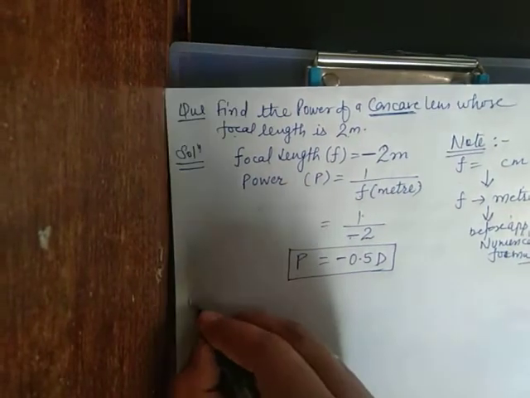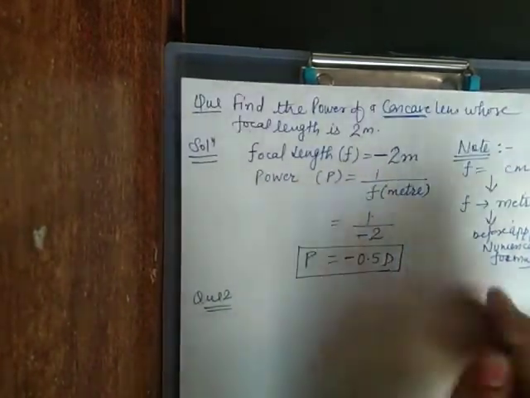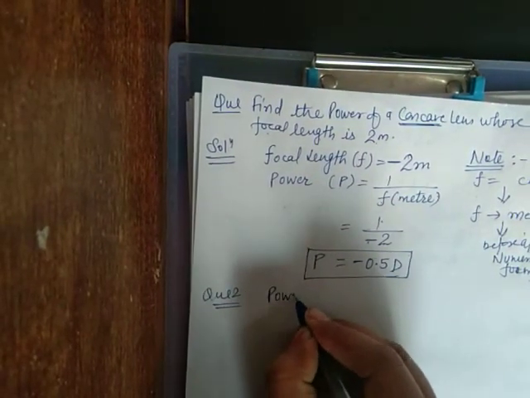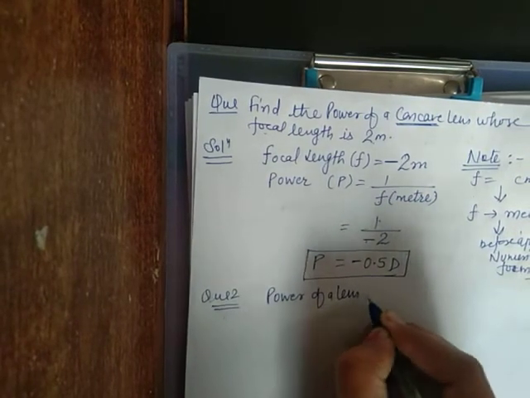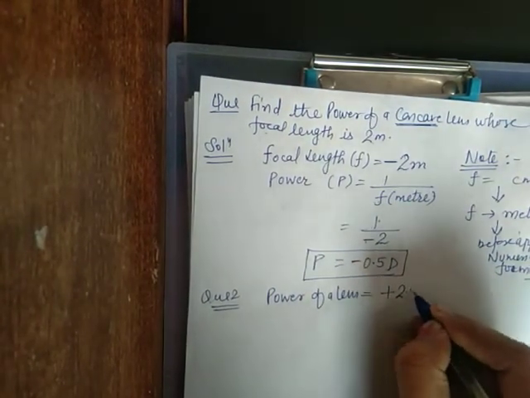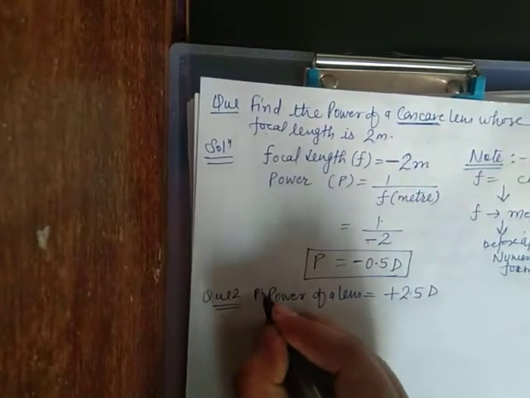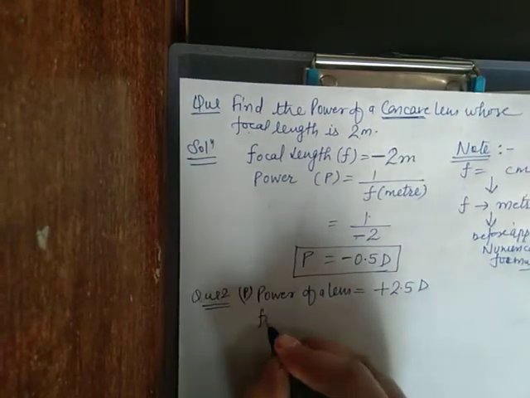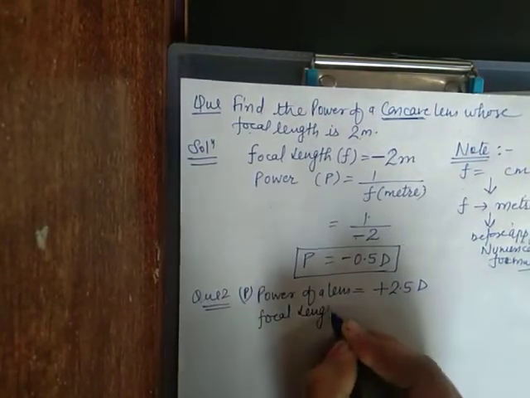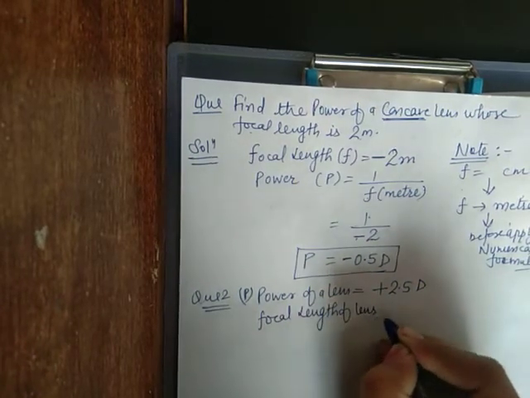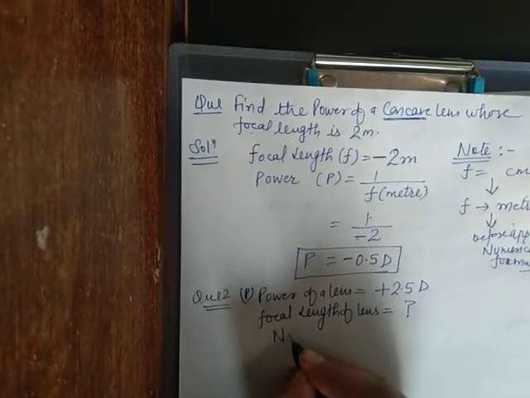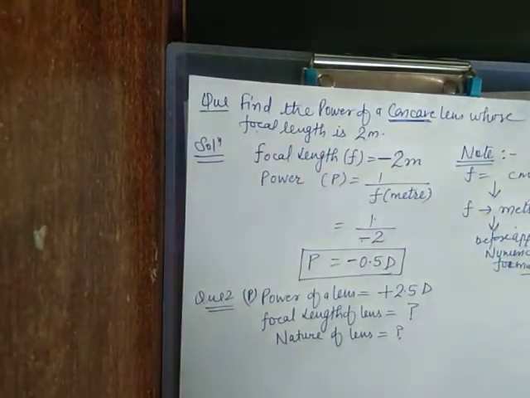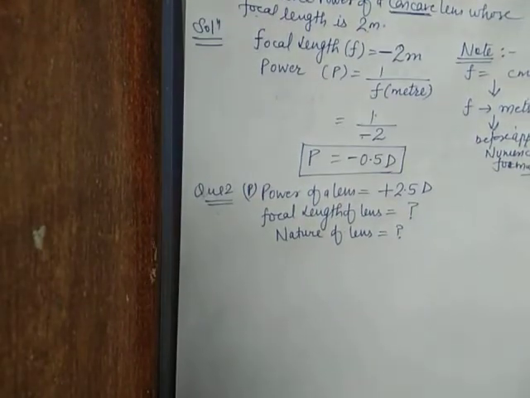Now the second question is: if the power of a lens is given, power of a lens equal to plus 2.5 diopter, that is given to us. We have to find out its focal length and the nature of the lens. Focal length as well as nature of the lens we have to find out.